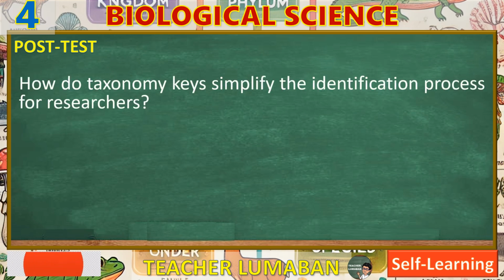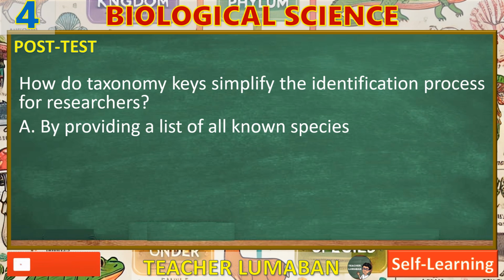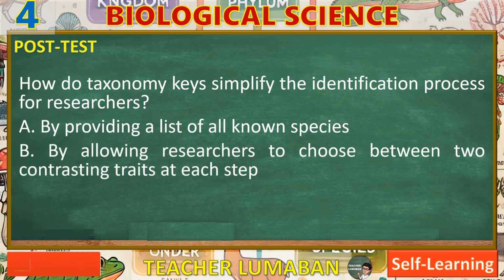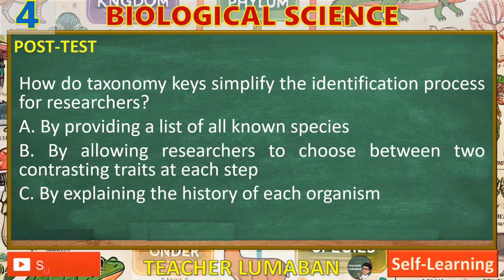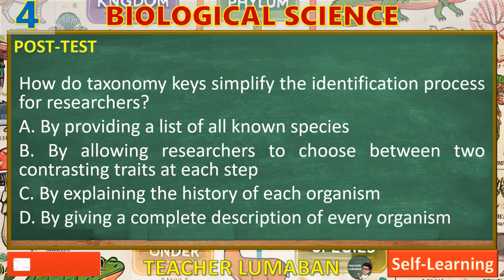How do taxonomy keys simplify the identification process for researchers? A. By providing a list of all known species. B. By allowing researchers to choose between two contrasting traits at each step. C. By explaining the history of each organism. D. By giving a complete description of every organism.